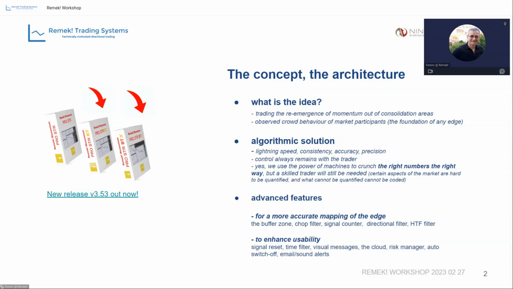Okay, now let's move on and talk about the advanced features. Mapping the edge is just one thing, but we need to add functionality to the software for two reasons. One is to make the mapping of the edge more accurate. The other, as you can see in the last note on this slide, is to enhance usability, which means making the software more convenient and more practical. And I think both are equally important.